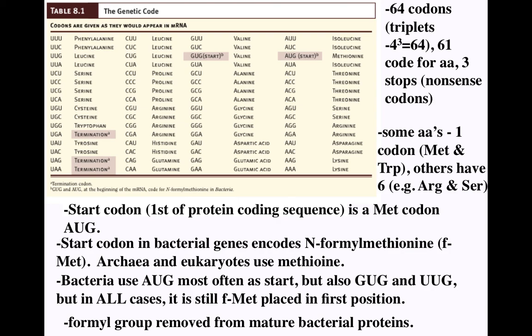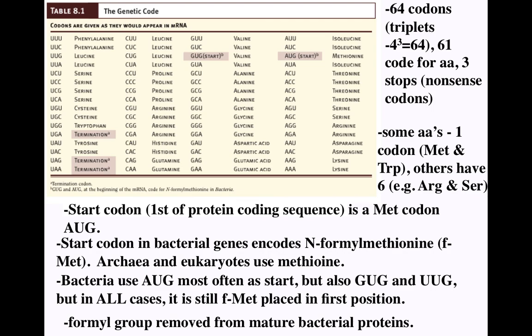It's kind of the opposite with bacteria and the start codon. So they'll usually use AUG, sometimes they use GUG, and sometimes they use UUG for leucine. So they can vary that first position. But they still always put in methionine.